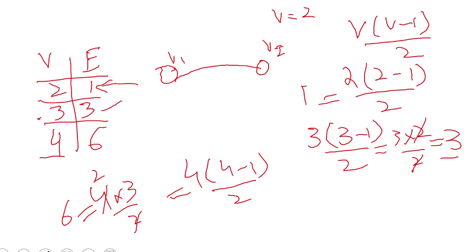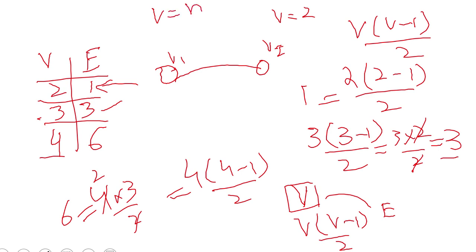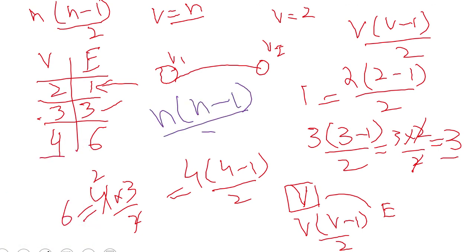This is the relationship between vertices and edges. If we know the total number of vertices, we can calculate the total number of edges in a complete graph using the formula v into v minus 1 divided by 2. Or in general, if in a graph there are n vertices, we can generalize this formula as n into n minus 1 divided by 2. So the general formula to calculate the number of edges is n into n minus 1 divided by 2. Here n is the total number of vertices.